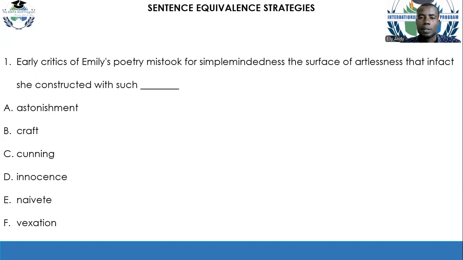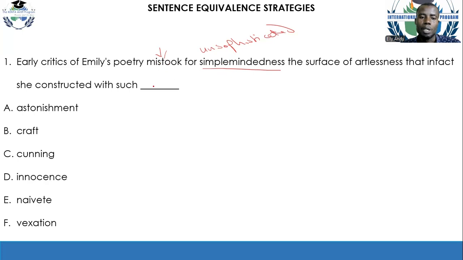Looking at this sentence equivalence question, it's not such a complicated one, and you can see that the main idea is the mistake the critics took when looking at Emily's poetry. According to the critics, Emily's poetry was simple-minded, meaning the critics thought that Emily's work was unsophisticated. But looking at the wording of this sentence, and especially this word here, mistook, the idea is that the critics were wrong. And in fact, Emily's poetry was not unsophisticated. It was actually the opposite.